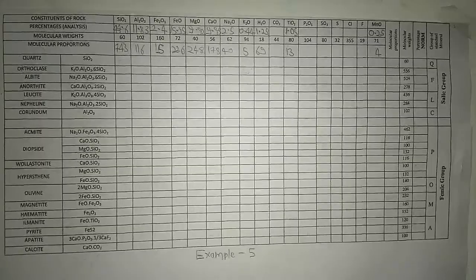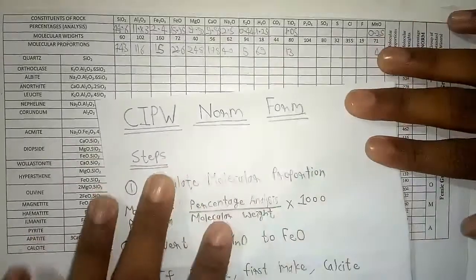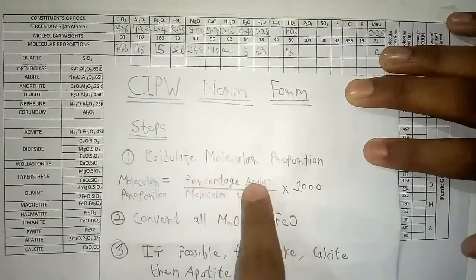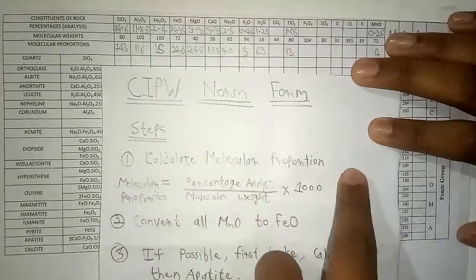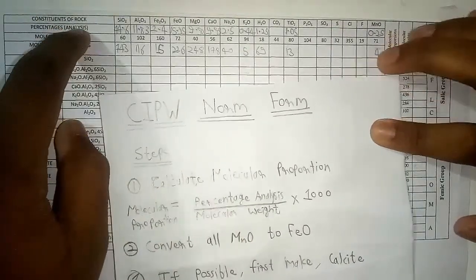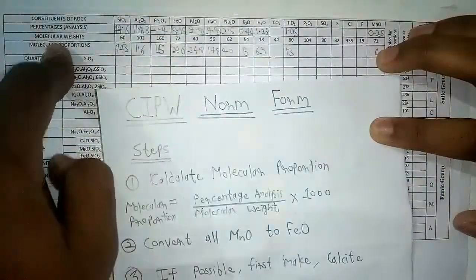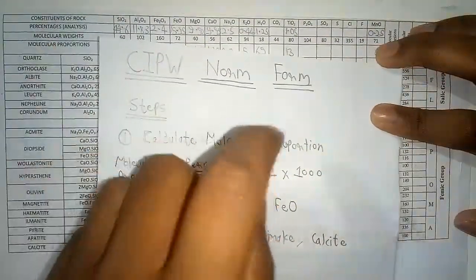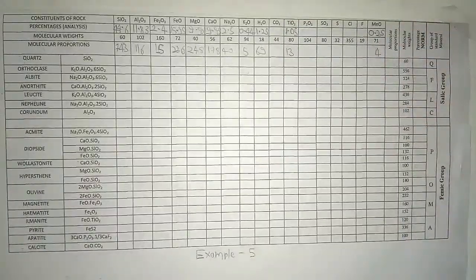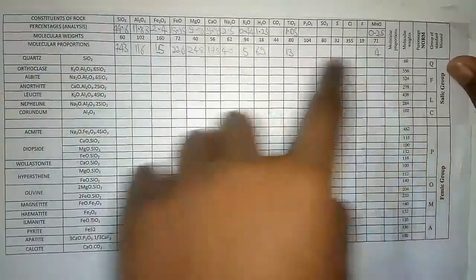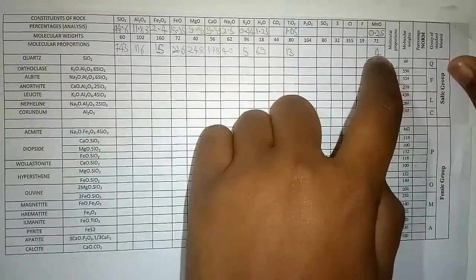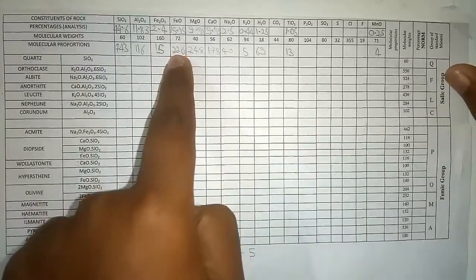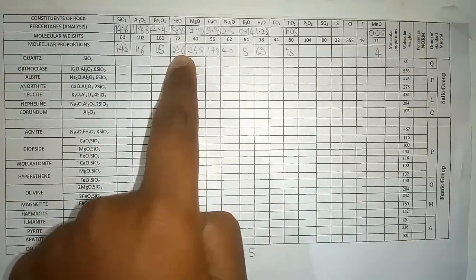The first step, as all of you know, is calculating molecular proportion, and the formula is molecular proportion equals percentage analysis divided by molecular weight into 1000. The percentage analysis is given to you, the molecular weight is already given, and the molecular proportion is what we have to find out. I have already calculated it and written everything here. Here we got MnO 4, so I have added this 4 to FeO. It was 222, plus 4 from MnO, so it is 226 now.